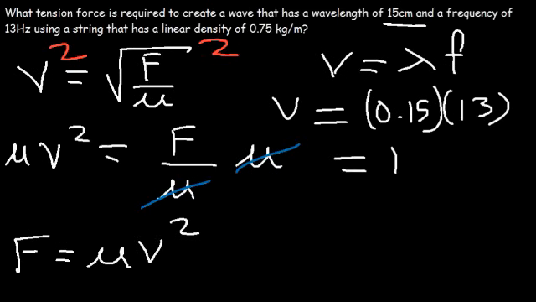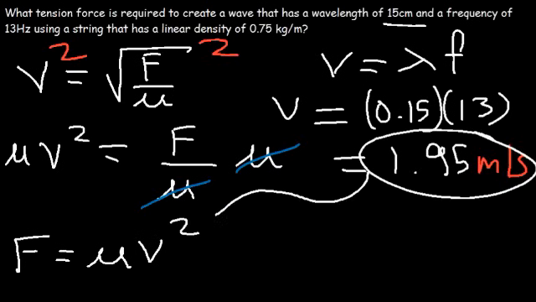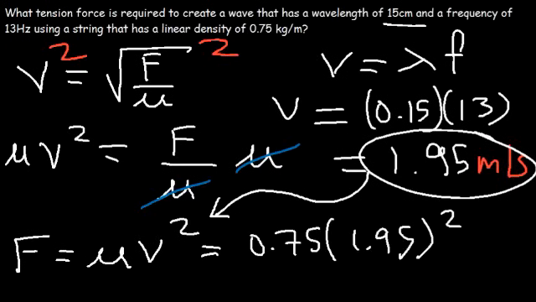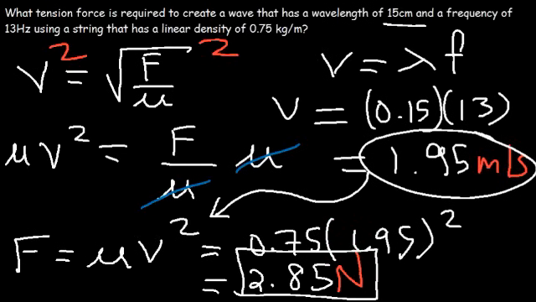and it's about 1.95 meters per second. So now we could take this value and plug it into this equation. So it's going to be the linear density, which is 0.75 times the square of the wave speed. 1.95 squared is about 3.8, and if we multiply that by 0.75, you should get an answer of 2.85 hertz. I mean, not hertz, but newtons. So that is the tension force that is required to create a wave with the following characteristics.